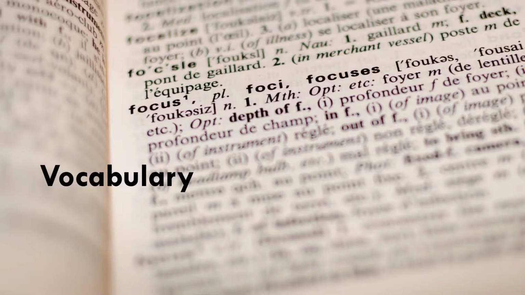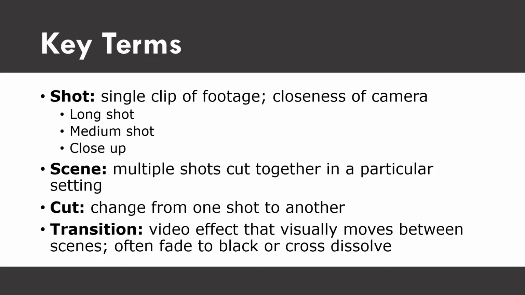As an overview of pre-production, I also want to go through a few key vocab terms that are so basic to filmmaking. The first is a shot. A shot, all it means is a single clip of footage. However, it is a little bit of a slippery term in that people also use it to describe how close a camera is to the subject in the shot.